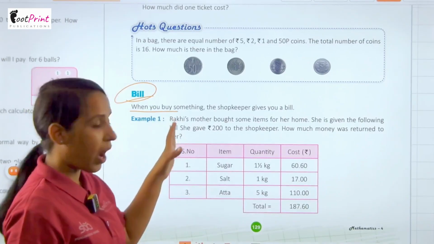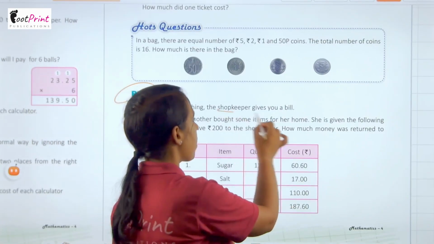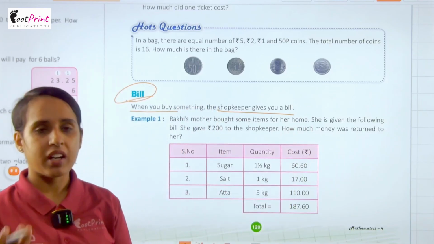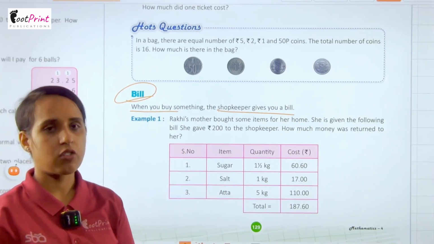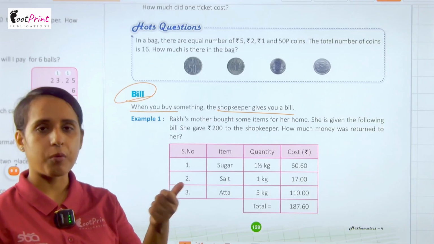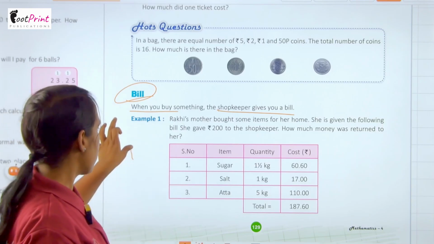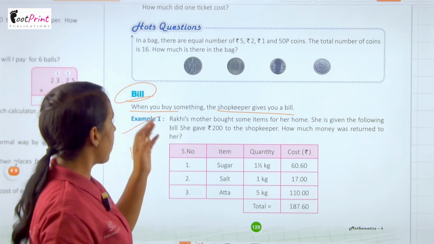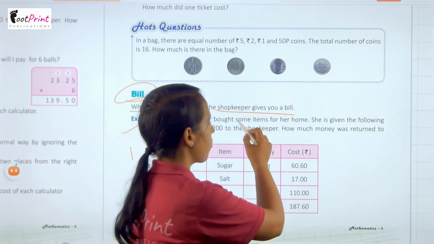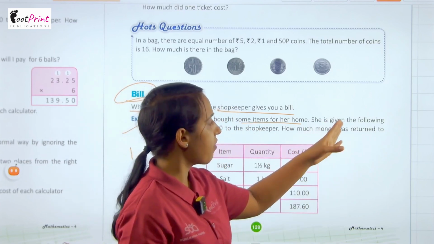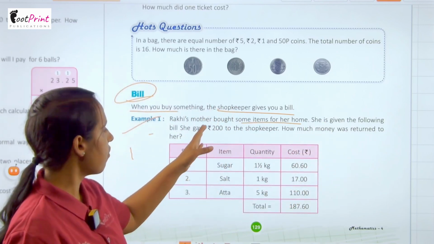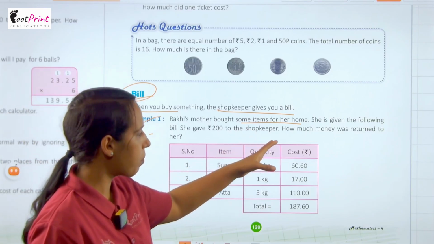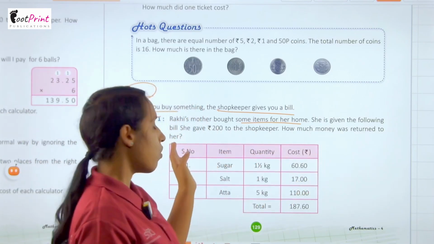When you buy something, the shopkeeper gives you a bill. जब आप मार्केट में जाते हैं, कुछ सामान लेने जाते हैं, तो आपने देखा होगा कि आपको उसके साथ एक बिल मिलता है. Example number 1: Rakesh's mother bought some items for her home. She is given the following bill. She gave 200 rupees to the shopkeeper and how much money was returned to her.